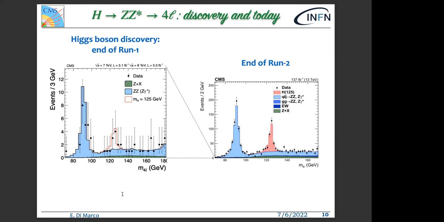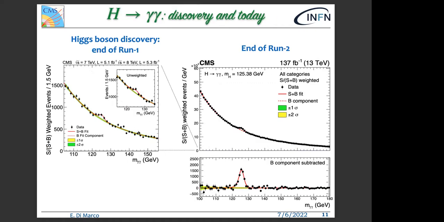Okay, so this is just to compare the discovery time and now, just by looking at the plots. This is the 4-lepton mass peak at the end of run one, at the time of the discovery actually, and nowadays. So you see here a zoom to show you pictorially the increase of the statistics from the discovery time to run two for the four leptons, and also for gamma gamma. Now we also do a nice background subtracted plot of the invariant mass peak in the diphoton channel, so you can see the mass peak very clearly.